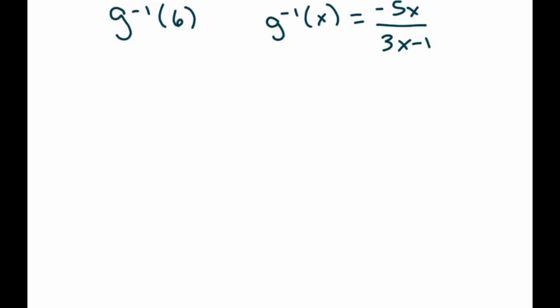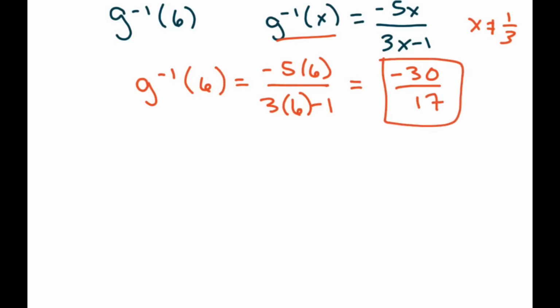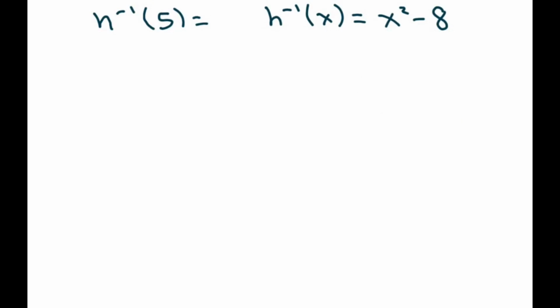Okay, g inverse of 6. We found g inverse already, and this is where x cannot be 1/3. So I'll plug in my 6, and I'm going to get g inverse of 6 equals negative 5 times 6 over 3 times 6 minus 1. This equals negative 30 over 18 minus 1, which is 17. So that's your answer.